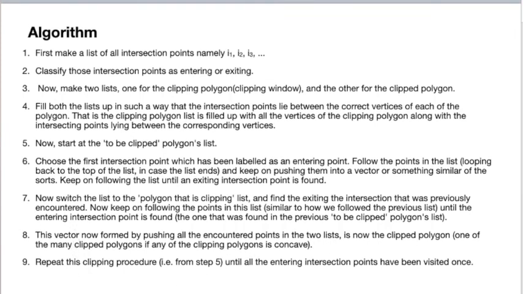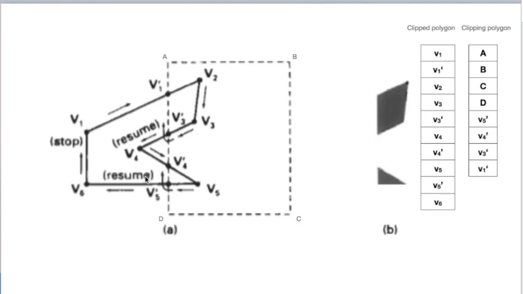Okay, so that is basically the Weiler-Atherton clipping algorithm. Okay, so this works for concave polygons like this. This is a concave polygon, as well as for a convex polygon also.